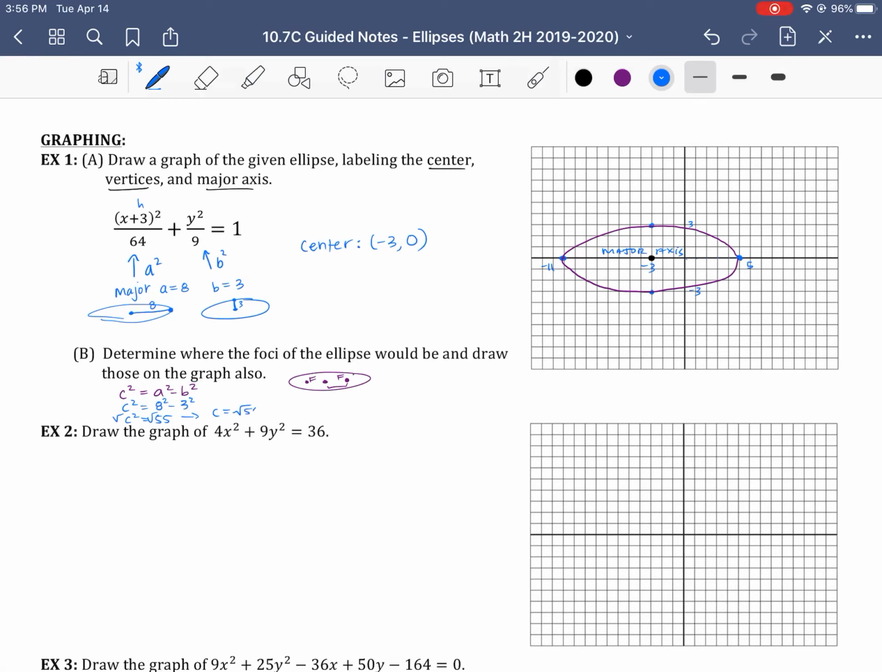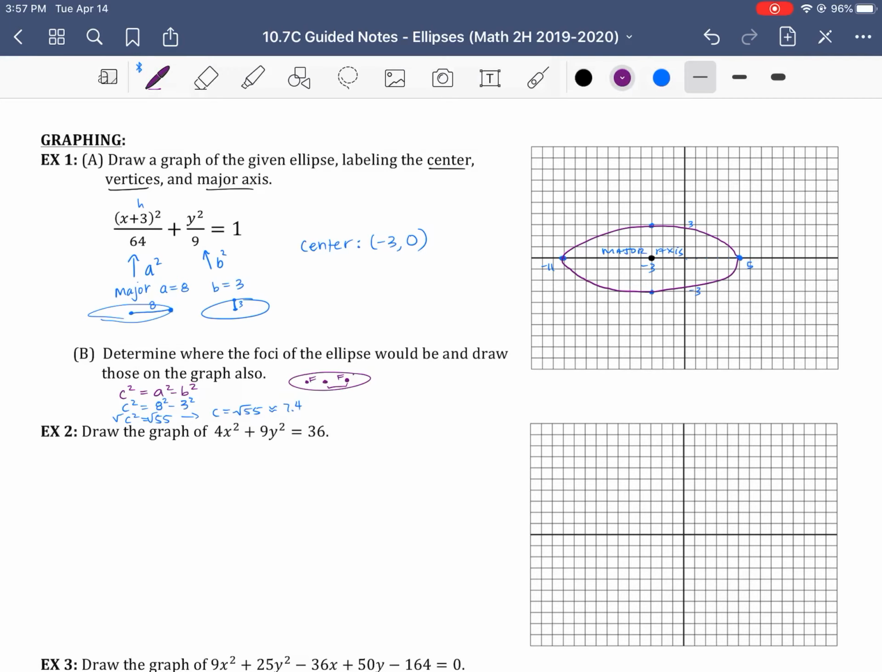And to solve that, you'd need to square root. So notice that c is equal to the square root of 55. Now, if I was going to plot that on the graph, I probably would want to write that as a decimal. The square root of 55 is about 7.4. Normally, you would not convert that to a decimal. You're just going to leave it as is.